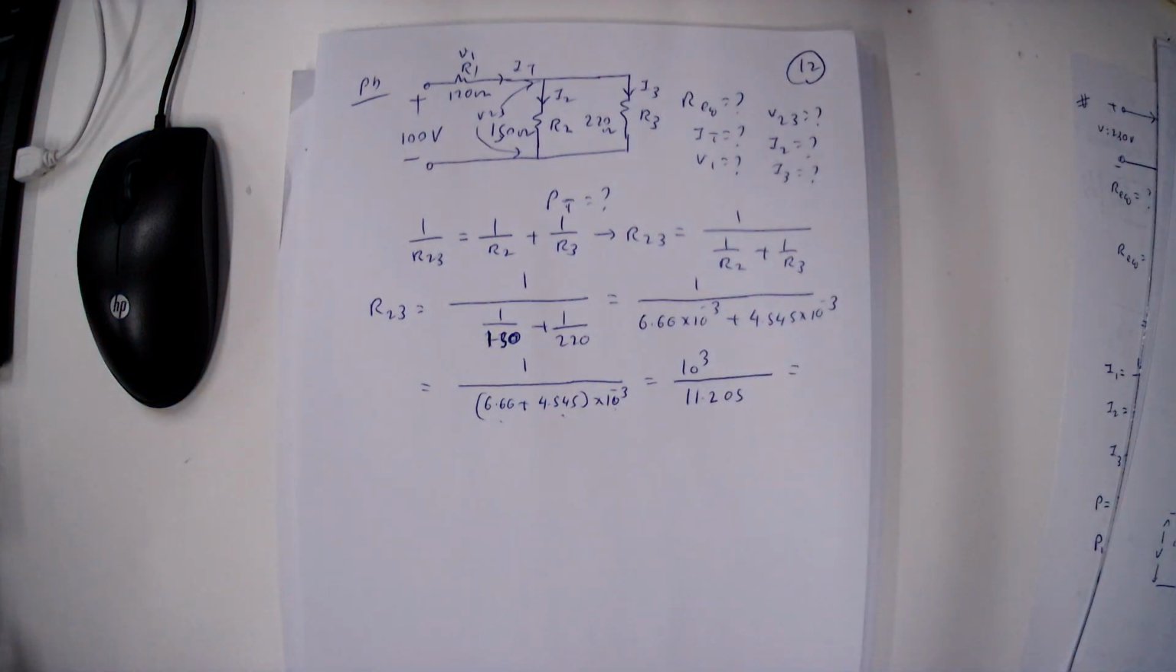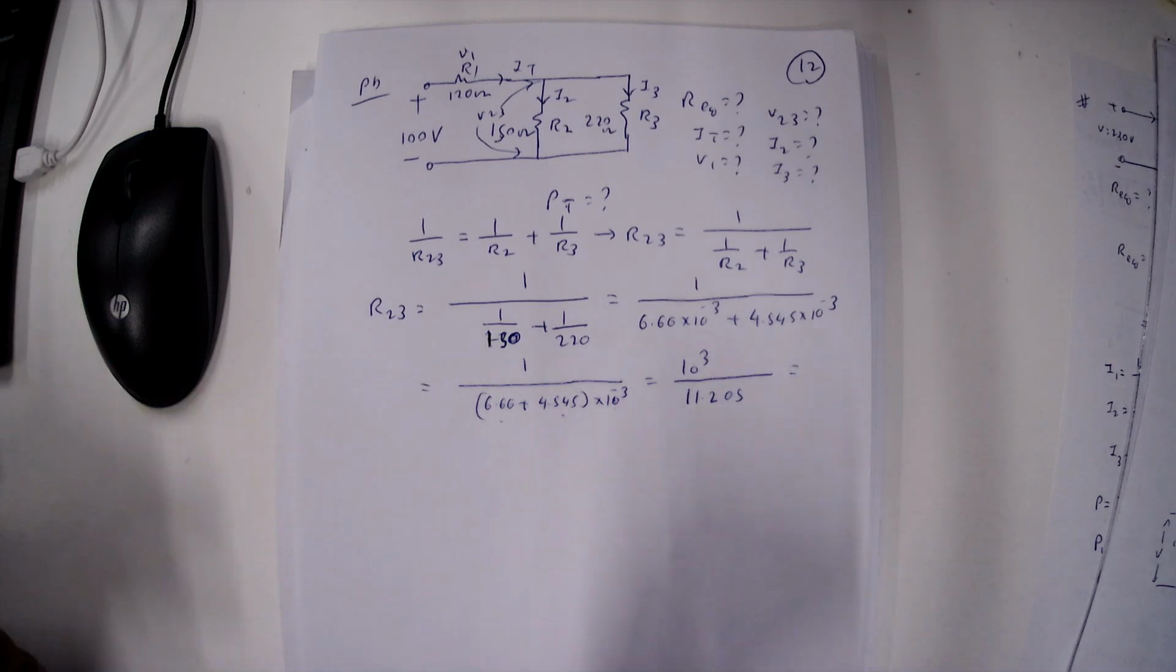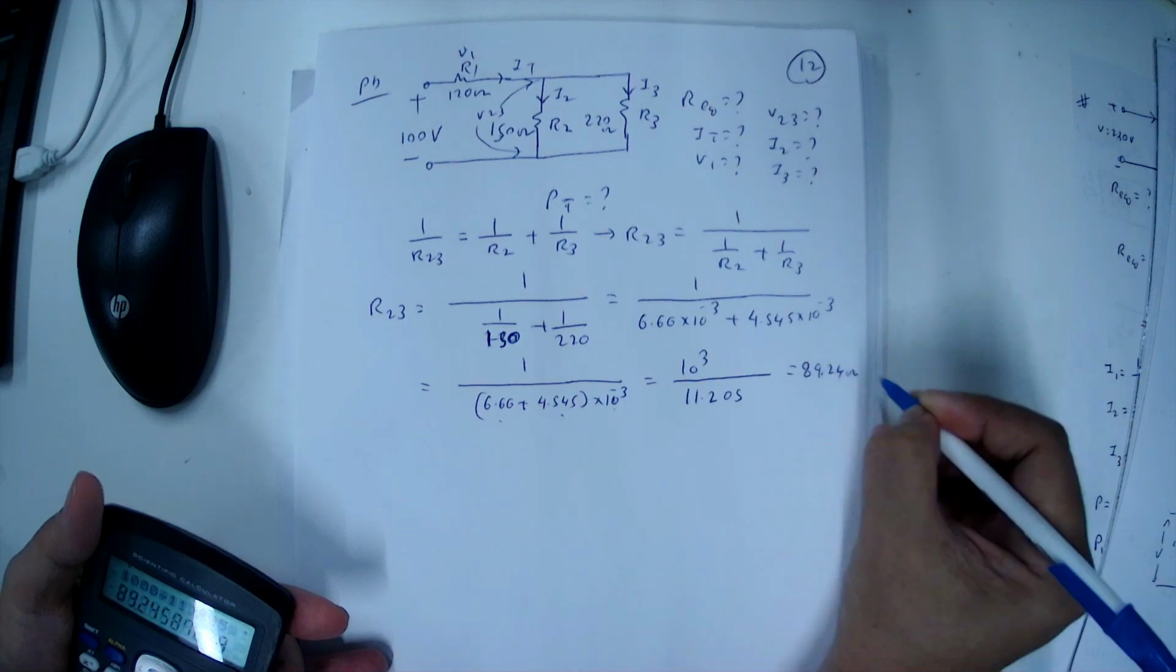6.66 plus 4.545, so you got 11.205. The 10 power 3 is 1000, so 1000 divided by 11.205, you got 89.24. So this is for the R23.